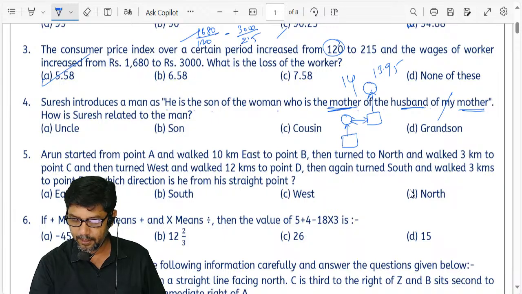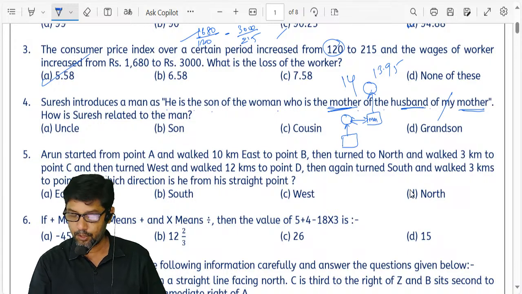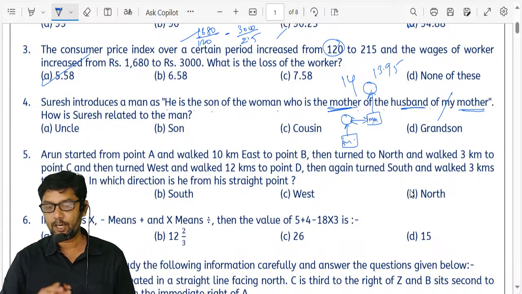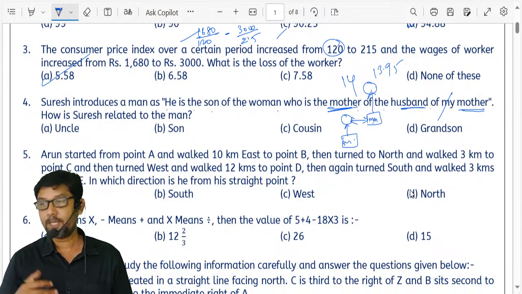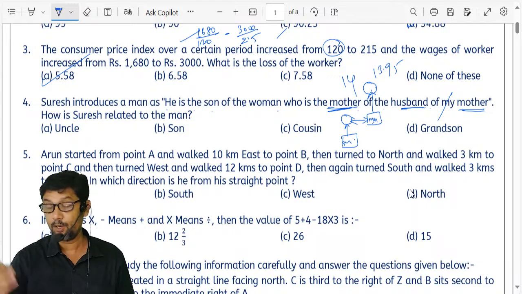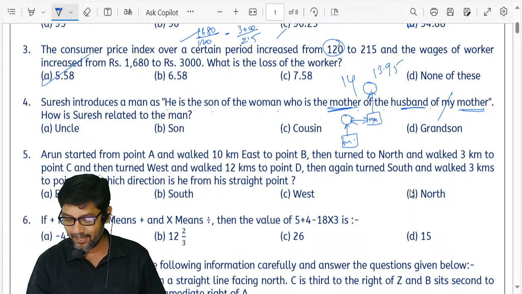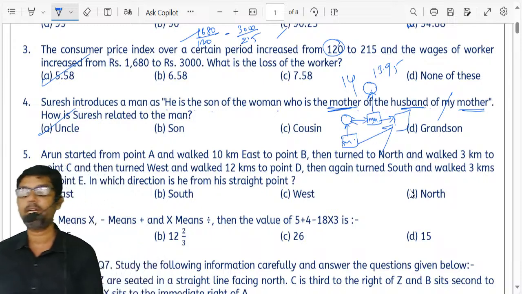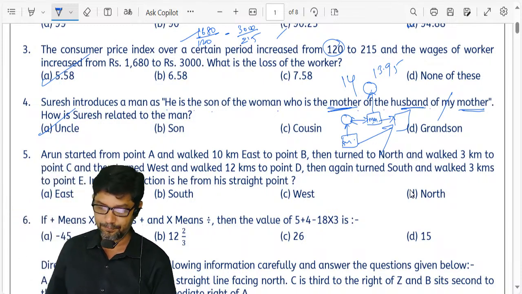And the son of the woman. That means that man can be this gentleman, but only son is not given. So if I take this gentleman as the man, Suresh's father. Do we have it in the options? Father option is not there, right? If father option is not there, then we should go for what? Son. Not son, man. There is one more son that mother has got. So maybe uncle. Is uncle there? Yes, uncle we have got as the answer. So uncle is the answer.